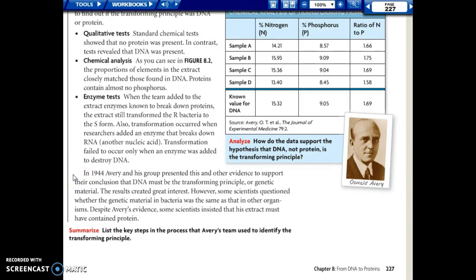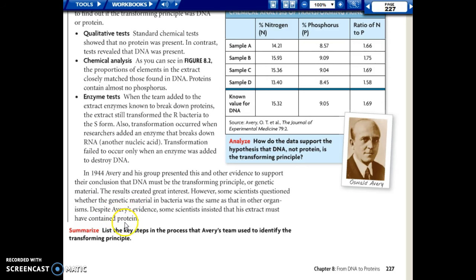In 1944, Avery and his group presented this and other evidence to support their conclusion that DNA must be the transforming principle or genetic material. The results created great interest. However, some scientists questioned whether the genetic material in bacteria was the same as that in other organisms. Despite Avery's evidence, some scientists insisted that his extract must have contained protein.